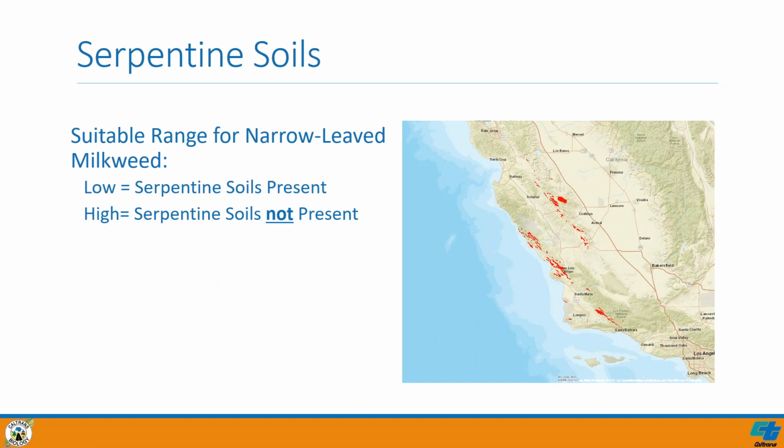Serpentine soils were also included. In California, our state rock, serpentine rock, produces a very toxic soil. This is the only soil type that narrow-leaf milkweed will not grow in, so the model excludes serpentine soil. Again, this is very dependent on the species of milkweed. I'm not even sure if serpentine soils occur much outside of the West.